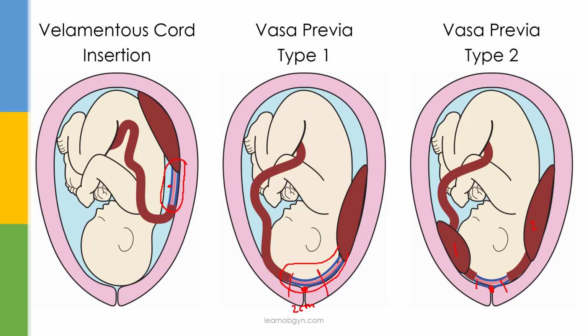For the Vasa previas, because they're located so close to the internal os, if this patient starts to dilate, or if they rupture their membranes, these patients are at very high risk of having severe bleeding from these unprotected fetal vessels, which could lead to rapid fetal anemia and even death.